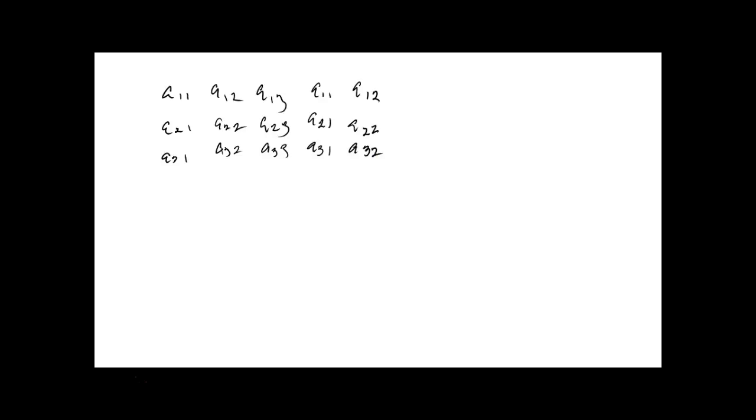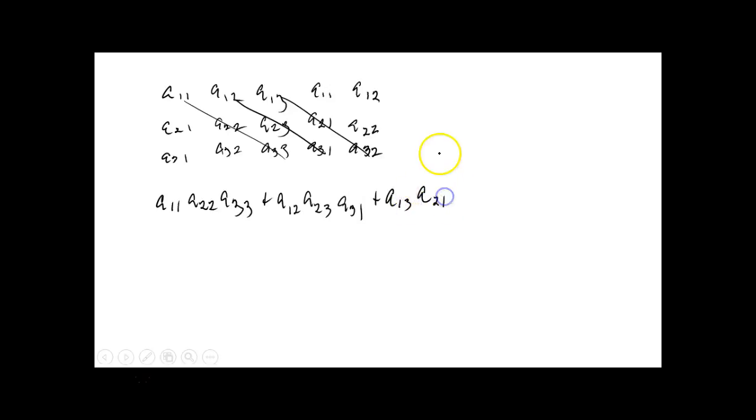Okay. Rather than having to do cofactors and that kind of stuff, just do your diagonals. This is a product: A11, A22, A33. The next one plus A12, A23, A31. Really important you keep things in a nice structured array here. And next plus A13, A21, A32.